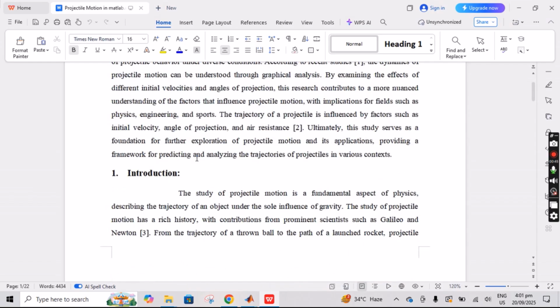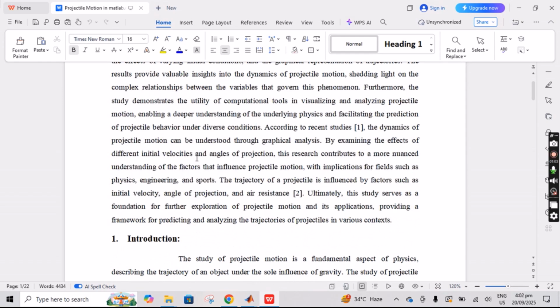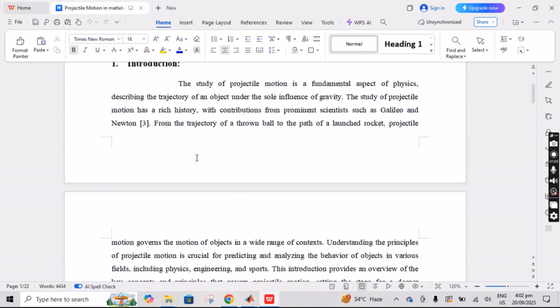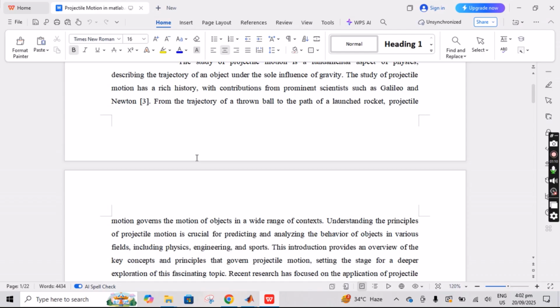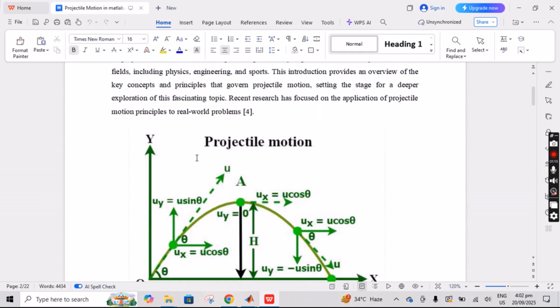I have added the complete abstract, covering how velocity, angle of projection, air resistance, and different environmental effects are included in this project. After the abstract, I have added a detailed introduction to projectile motion according to different angles.